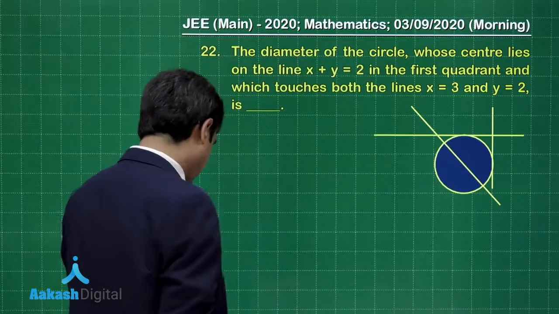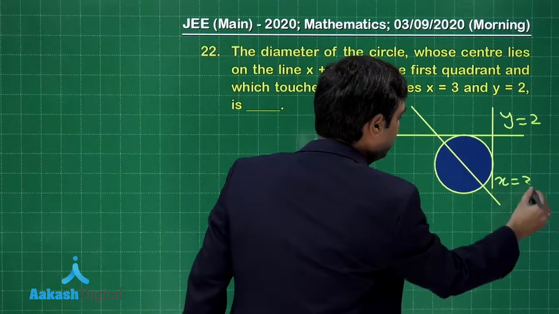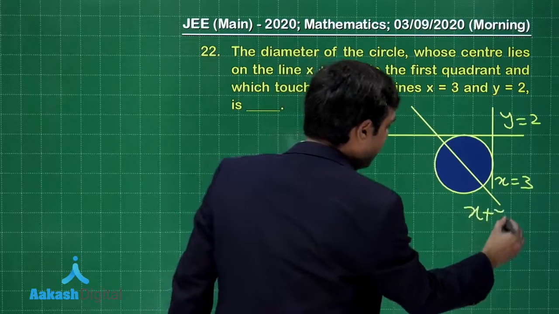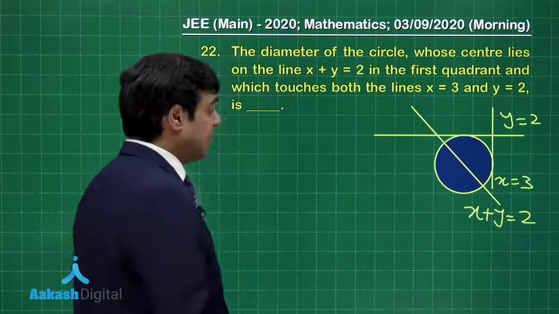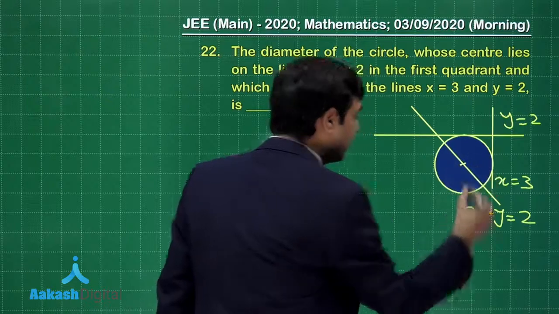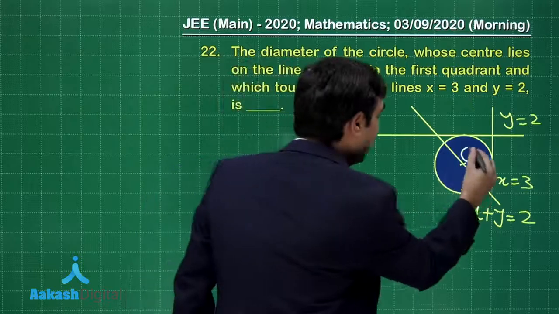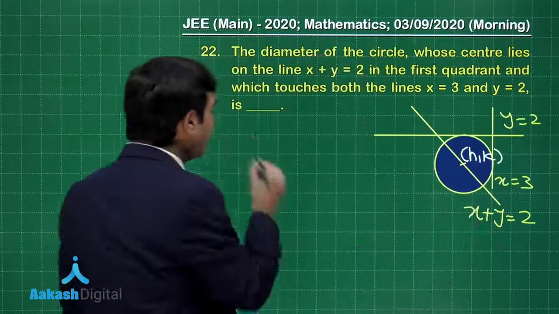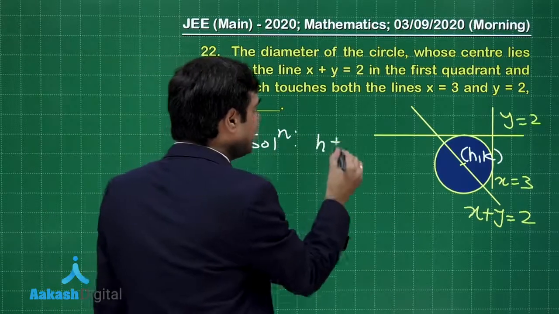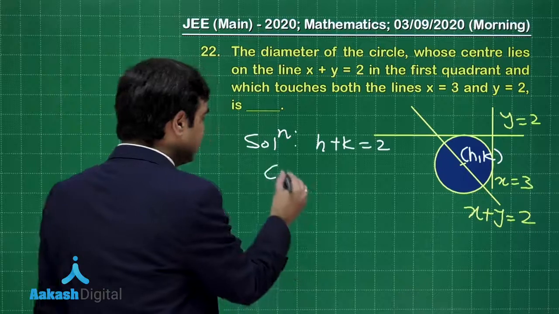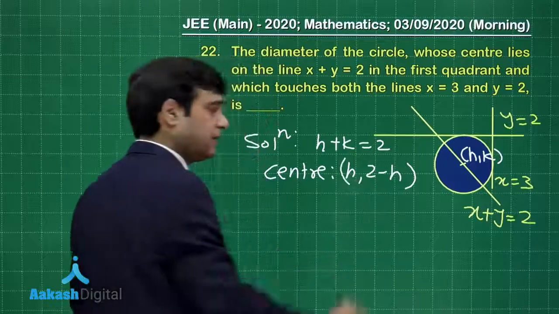Correct? So we can mark here y is equal to 2, this is x is equal to 3, and this line is x plus y is equal to 2. Now we can say this is in the first quadrant. Clearly it is given in the question, right? So let's write down center as h comma k. H comma k is lying on this line. Correct? So what is the result? H plus k is 2. So we can say center for this circle as h comma 2 minus h.